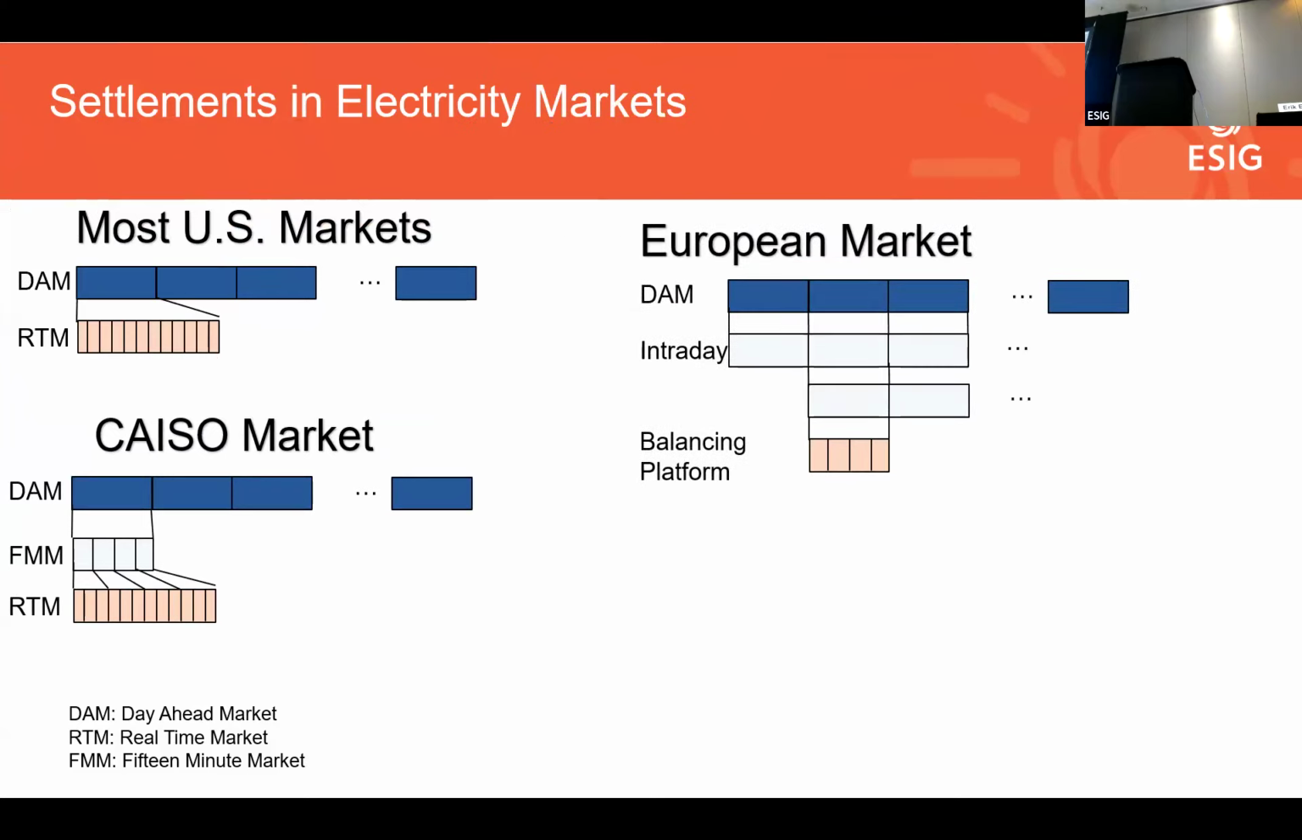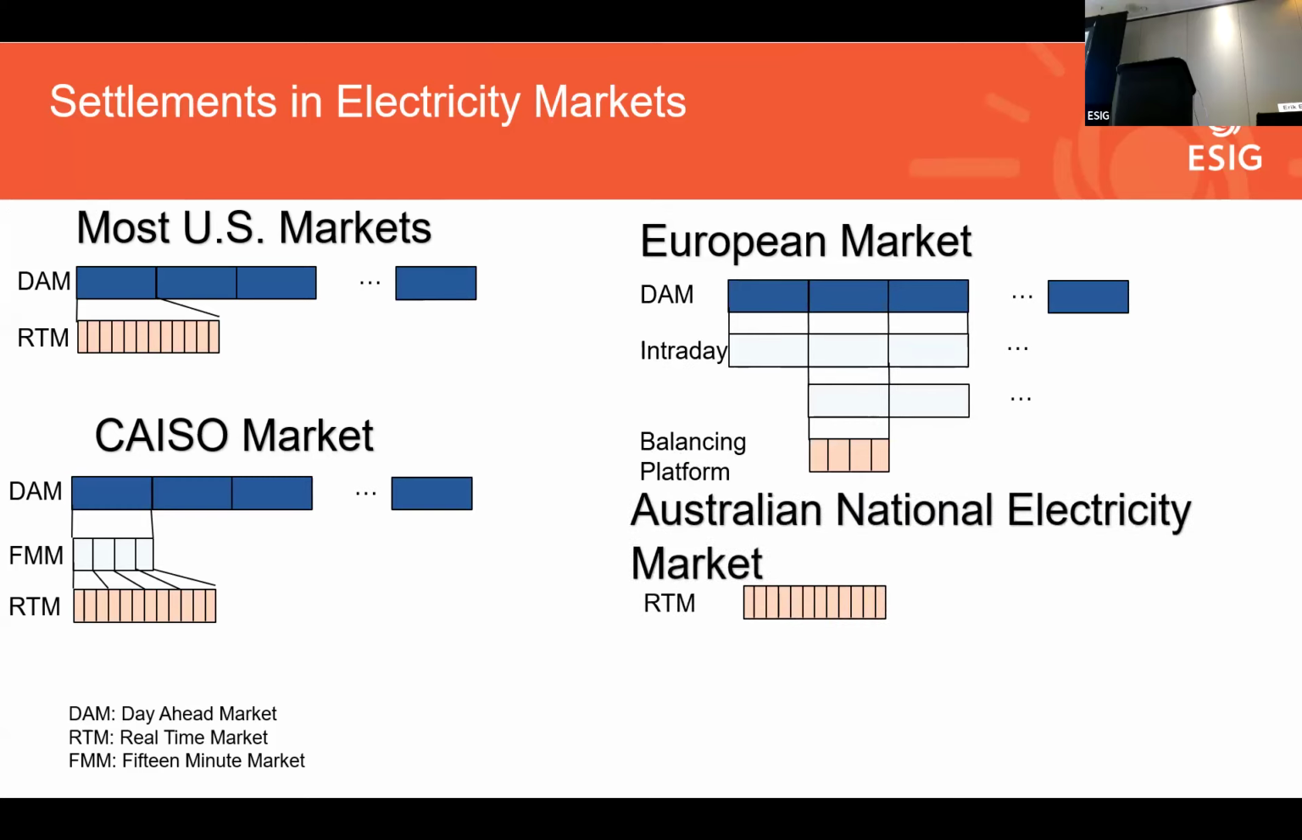In Europe, as Jean has mentioned a few times, we have the day-ahead market, these 3 intraday markets that are occurring, and then the balancing platform. So kind of a different way of looking at where those settlements are occurring. And then there's some other designs out there. I know we've got at least one person from AEMO here this week.